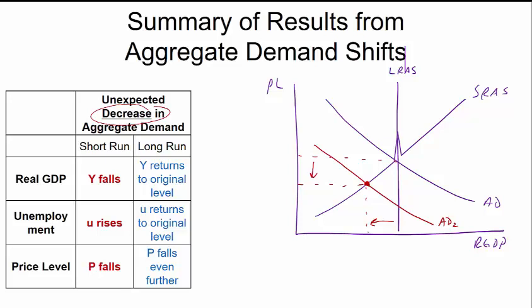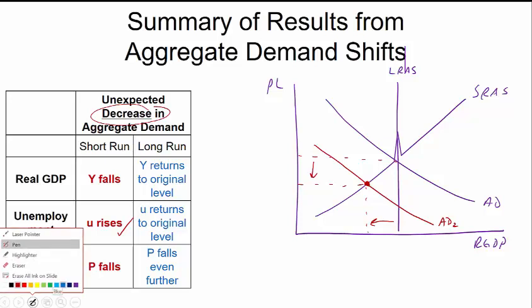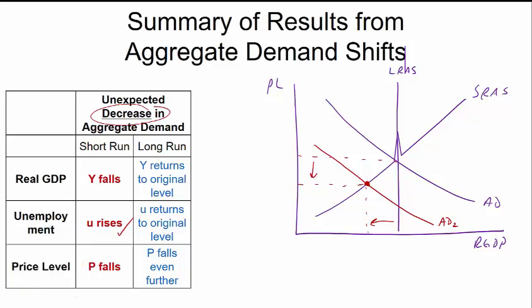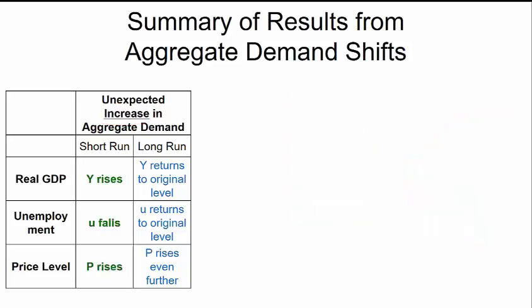When there's less output, you're going to get higher unemployment. But the lower price level is going to result in businesses being able to hire more workers at lower wages. And so the short-run aggregate supply curve shifts back to the right. And so output returns to normal. Price level drops even further. And so that's how the economy will end up coming back to its long-run aggregate supply curve.